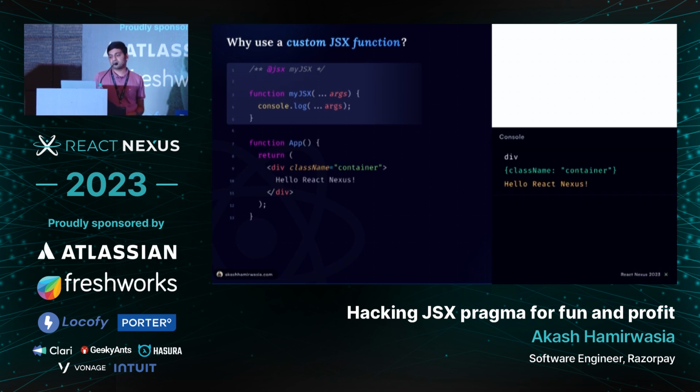I see this. So in the first console log, the first argument is div, which indicates that the first argument to this myJSX function is the type of the element or the type of the component that is being passed to it. Second is an object of all the props that are passed to this component. And the further arguments are all the children elements that are passed to this component.